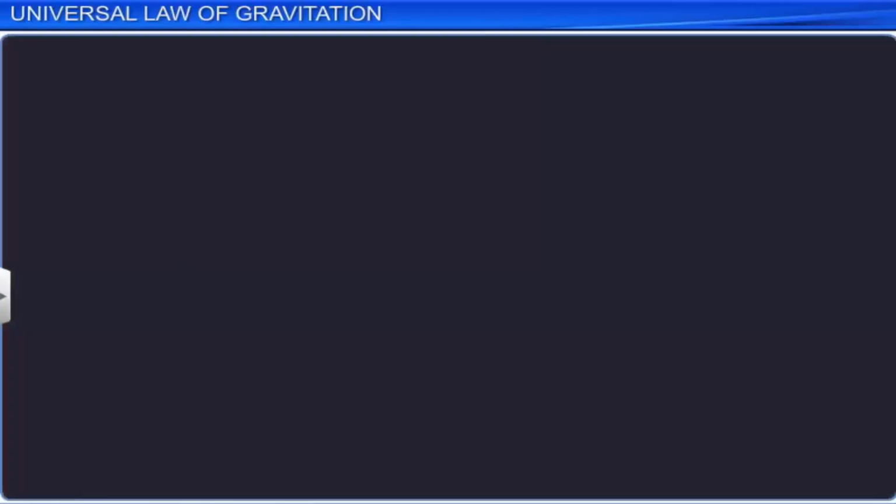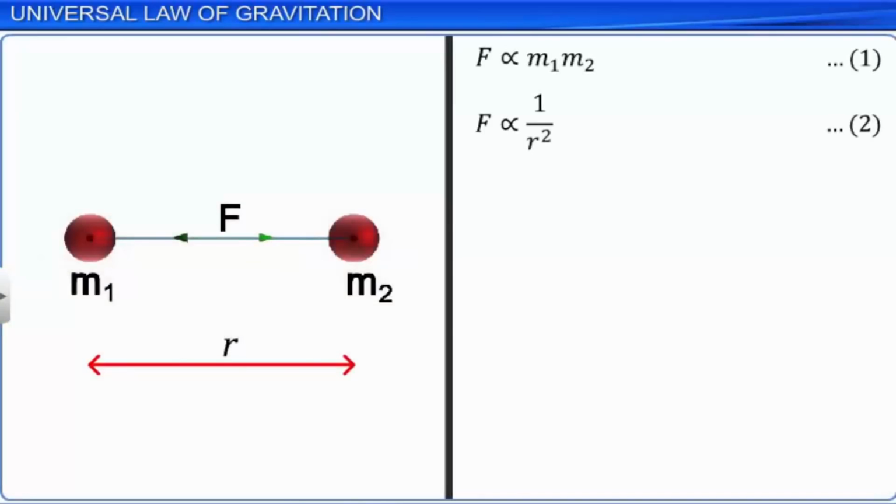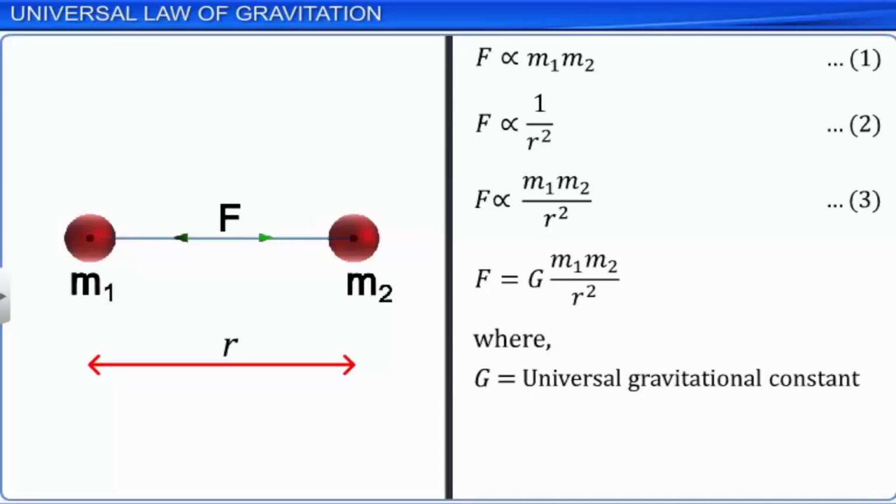Combining the two expressions, we get F is directly proportional to m1 into m2 by r squared. Here, m1 and m2 are point masses and r is the distance between the two particles. Replacing the proportionality sign with the equal to symbol, we get a constant G, called the universal gravitational constant. It is called the universal constant as its value, 6.67 into 10 to the power minus 11 Newton meter squared per kg squared, remains the same throughout the universe.